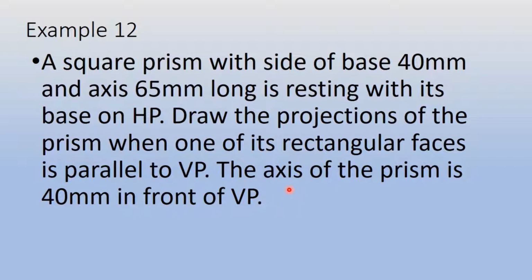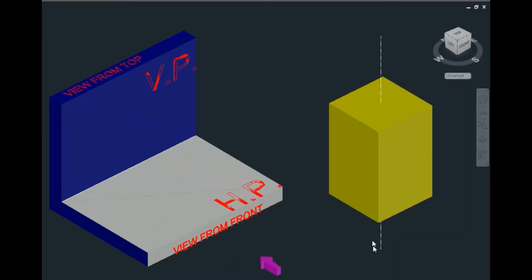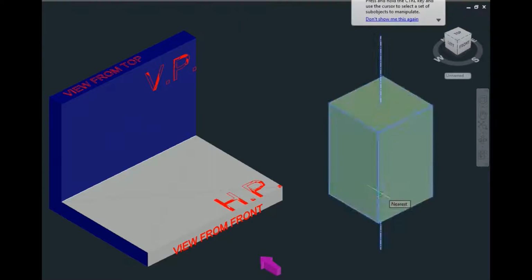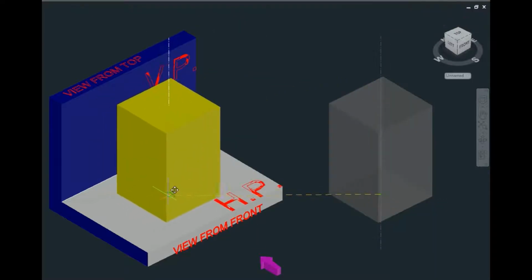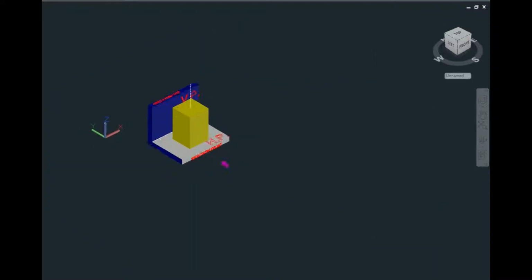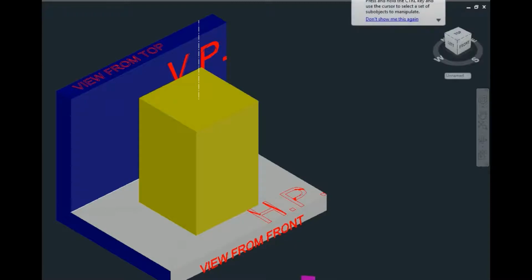So the square prism is standing on the HP and it is 40 mm in front of VP. So we will see now how to imagine this first. Now this is a square prism. I will place this prism in our first quadrant like this. Now it is directly standing on the horizontal plane, the axis being perpendicular to the HP.